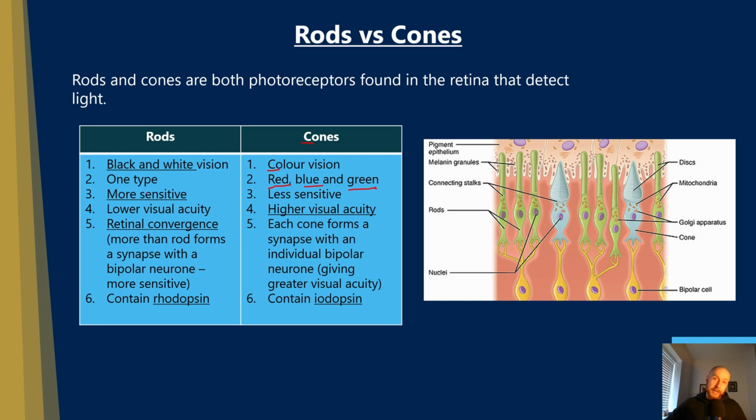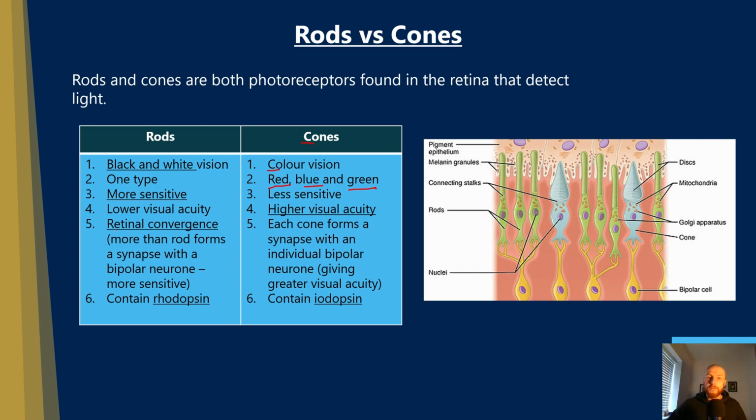Now, rods are more sensitive. And by that, what I mean is that it takes a smaller number of photons to stimulate a rod cell than it does a cone cell. So when it's dim, for example, dusk outside, everything looks a little bit grey. And that's because your rods are firing electrical impulses to your brain because there's just enough light to stimulate them, but there isn't enough light to stimulate your cones, so you don't have colour vision.